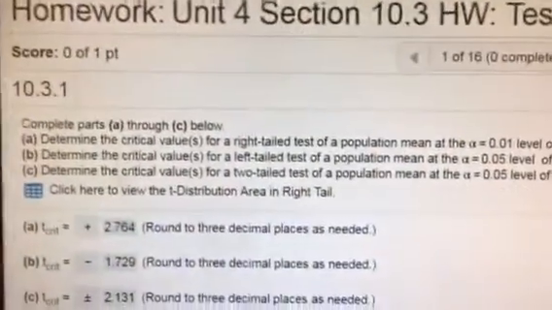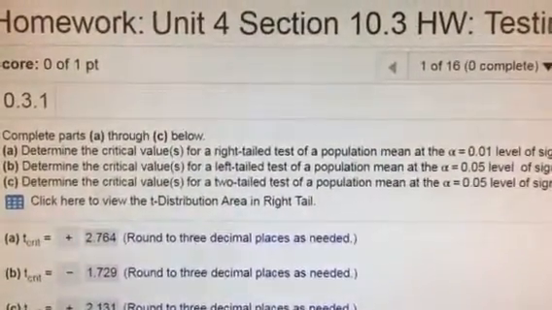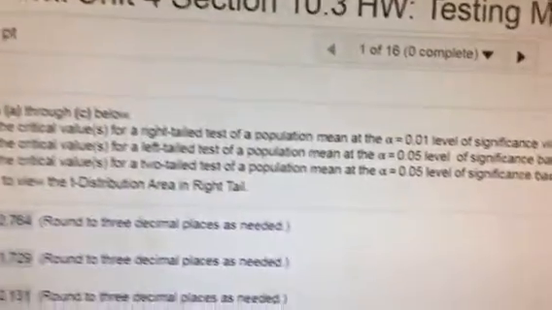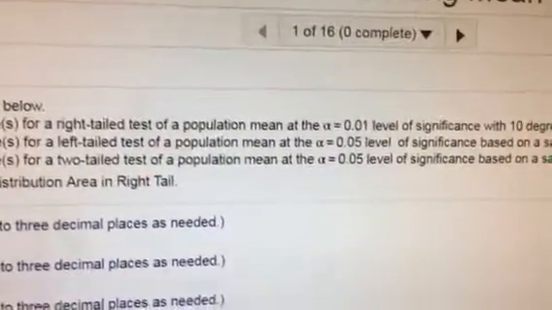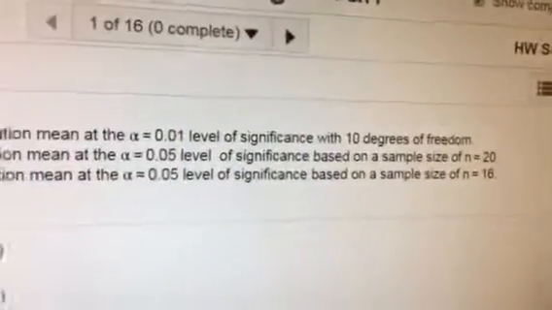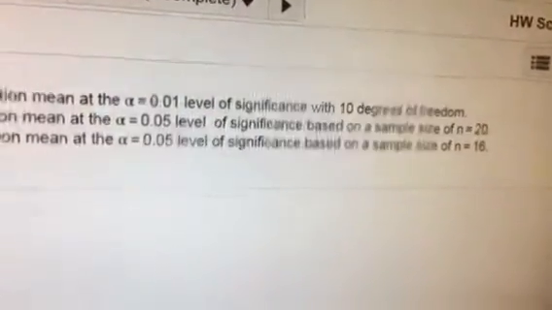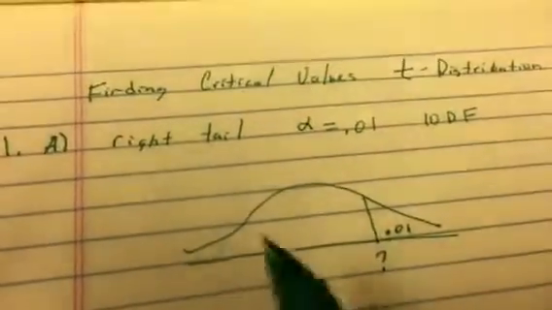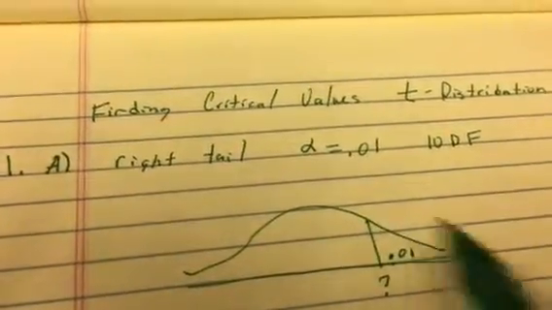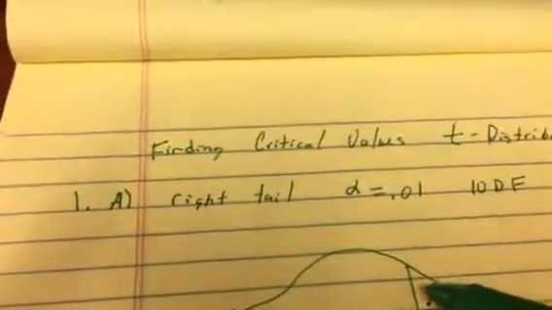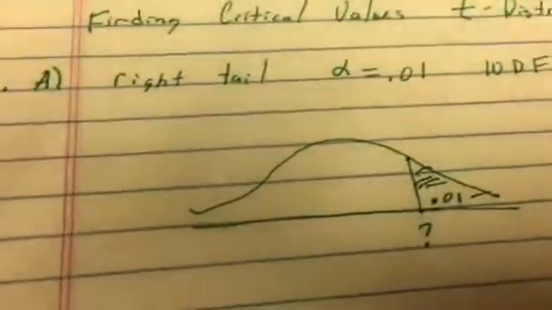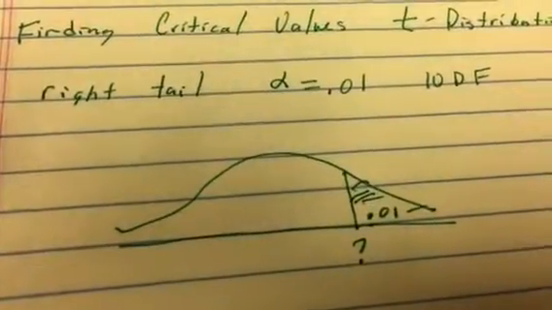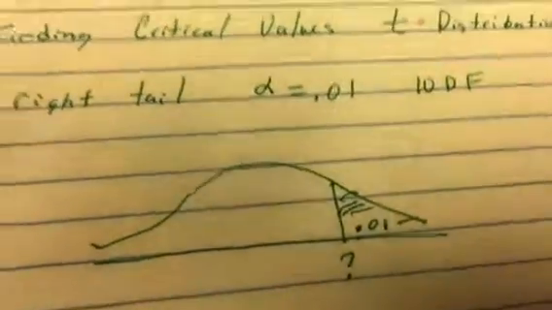So on the first problem, it says determine the critical value or values with a right tail test of a population mean. Notice it's talking about the mean, when alpha is 0.01 level of significance with the degrees of freedom of 10. So when we go to draw this out, notice it's a right tail, so we're going to have shading over on the right side. The alpha is 0.01 and the degrees of freedom is 10.